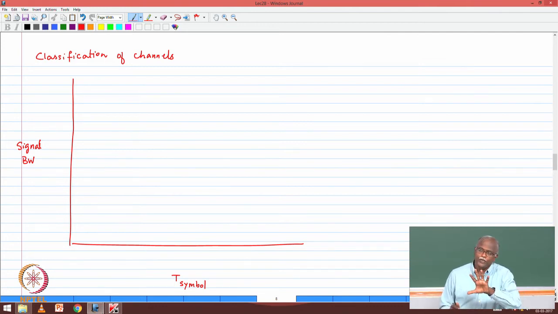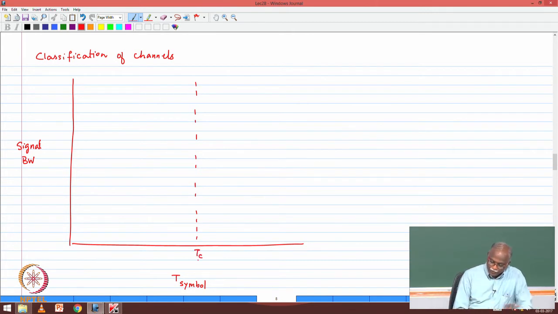Now, what did we call a slow fade? What is a slow fade? That means many symbols experience the same fading pattern, right? That was what we called a slow fade. Now, how would you relate the symbol duration to coherence time in the context of a slow fade? Symbol duration much smaller than coherence time. Okay, so the one that's going to divide this axis is going to be coherence time. I'll put coherence time here. If your symbol duration is much less than coherence time, we are going to call it slow fading.